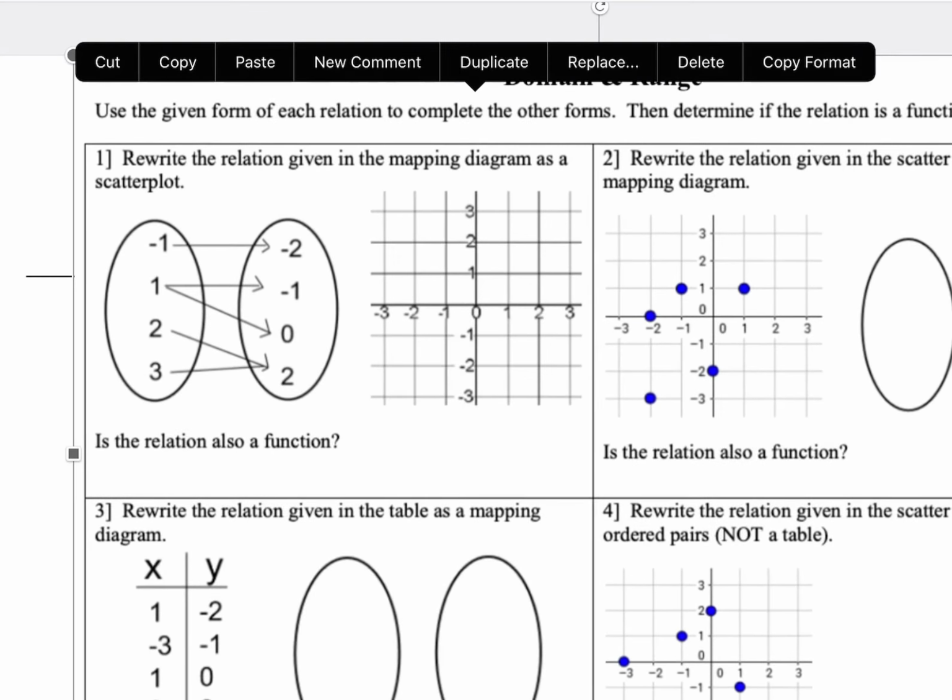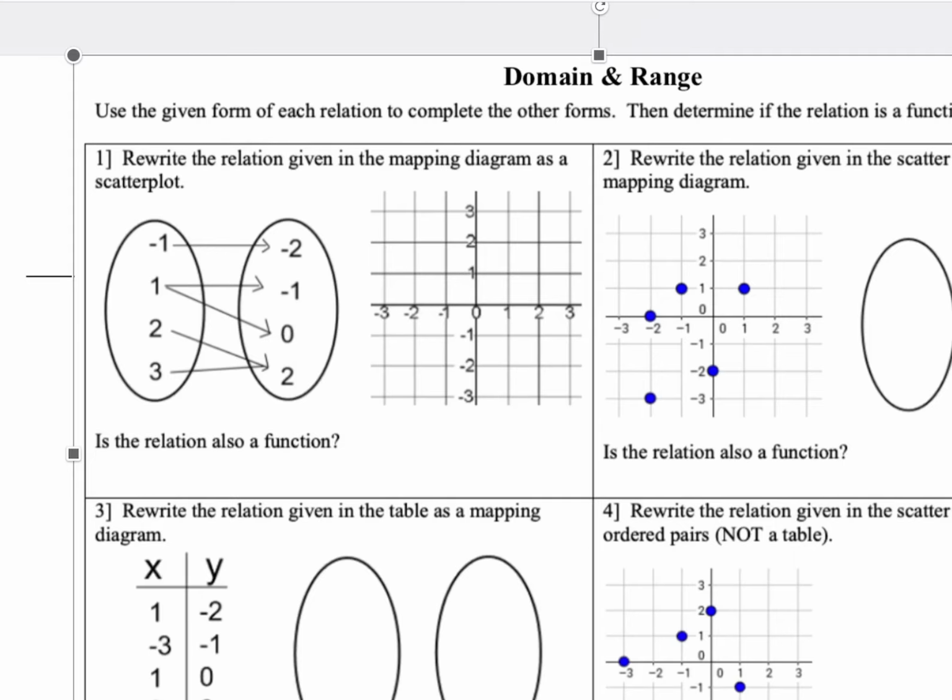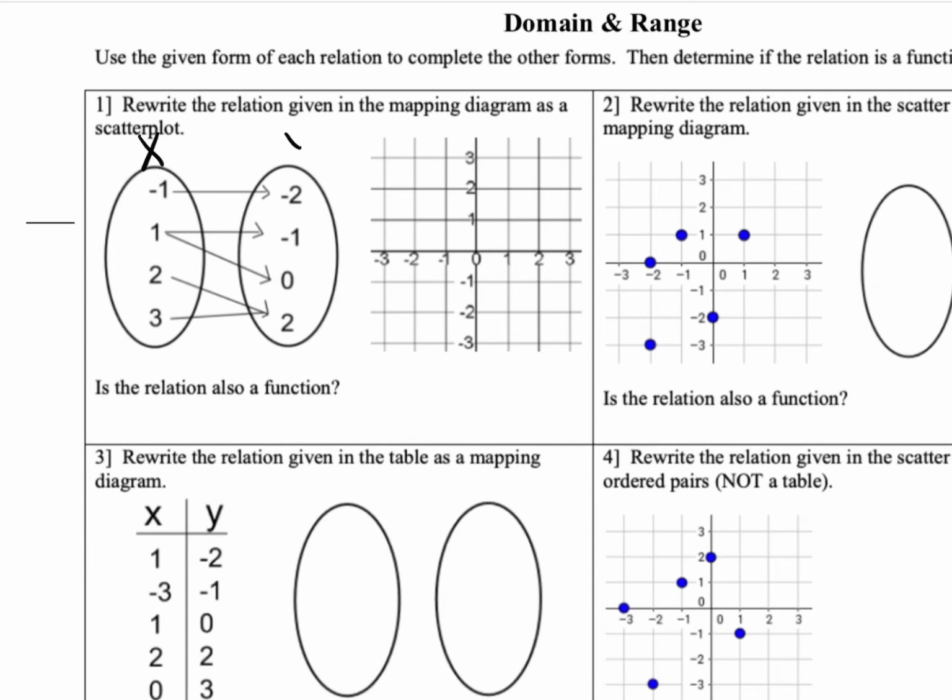In our example here, we are asked to rewrite the relation in the given mapping diagram as a scatter plot. Recall that in the mapping diagram, we have our x's on the left and our y's on the right. So the x's are our x coordinates, and the y's are our y coordinates. If we were to plot this on a graph, we have -1, -2, so over -1, down -2, over 1, down 1, over 1, up 0, over 2, up 0, over 2, up 2, and over 3, up 2. So here's our scatter plot.